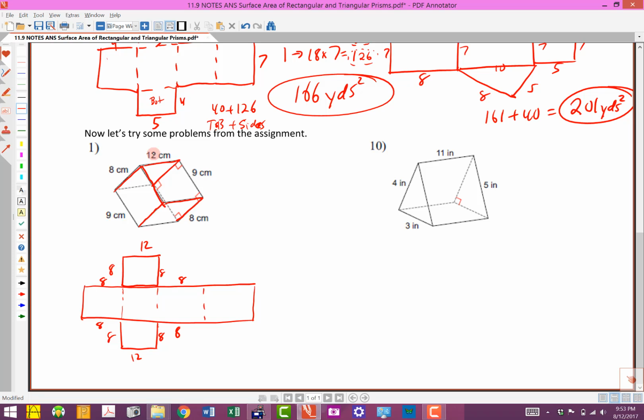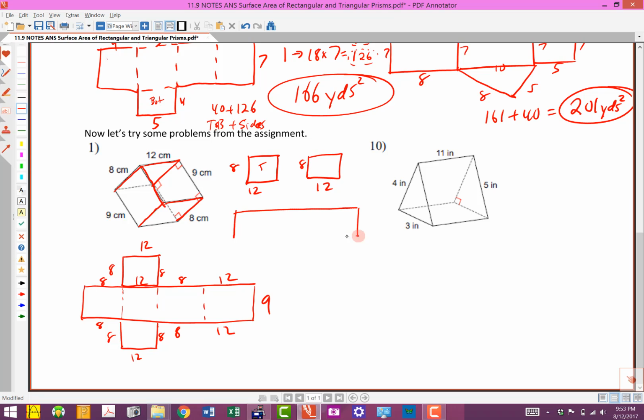And then you'll notice that we didn't use this 12 right here. So we've got 8 and 12, 8 and 12. So this has got to be 12. Okay. And then how tall is it? This is how long this cut is right here, so that's going to be 9. So here's what we have. We've got a top that's 8 by 12. That's the bottom. That's also 8 by 12.